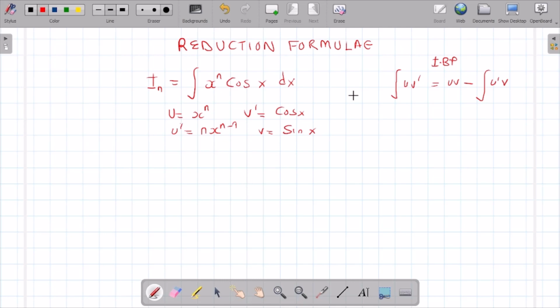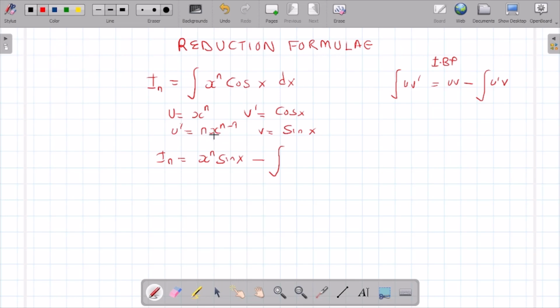So let's now find the recurrence relation. We know that I of n is going to be equal to, now what is our u? Our u is x to the power of n. What is our v? Our v is sine of x. Great. Minus the integral of, what is our u prime? Our u prime is n x to the power n minus 1.